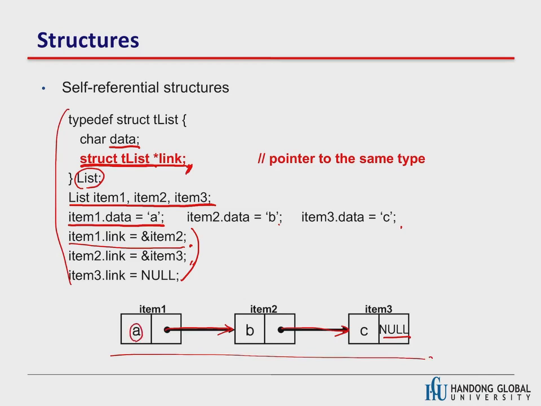So item 1 data is A, item 2 data is B, item 3 data is C, and item 1 link is pointing to item 2. It's not pointing to item 2's data. It's pointing to item 2 itself. Okay, item 2 link is pointing to item 3.